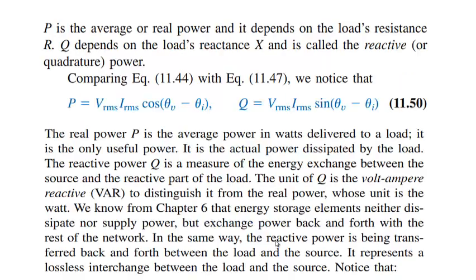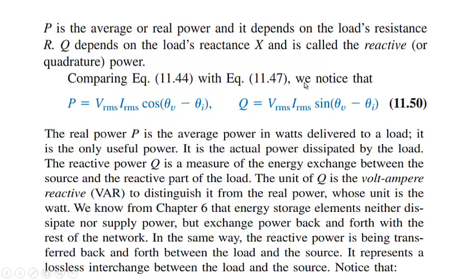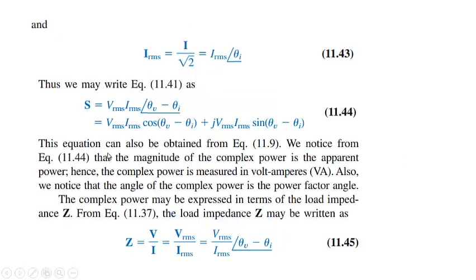So this Q is actually known as the reactive power. P is the average or the real power, and it depends on the load resistance. Q depends on the load reactance X, and it is known as the reactive power or quadrature power. Reactive power means it's the power that is stored in the reactive elements. Quadrature power means it is in quadrature with the real power. So comparing the equations, you can see P is equal to Vrms Irms cos of theta V minus theta I, which we have already calculated. So this P is equal to Irms square into R. You can see that this is equal to this.